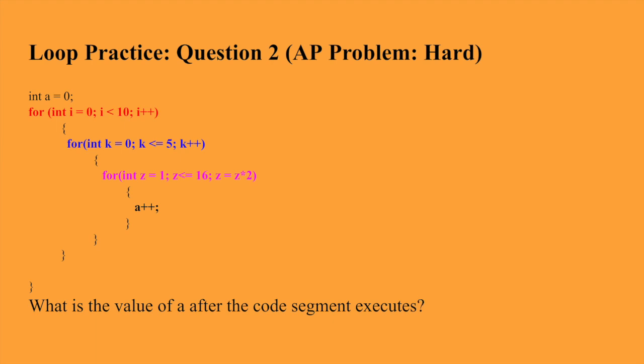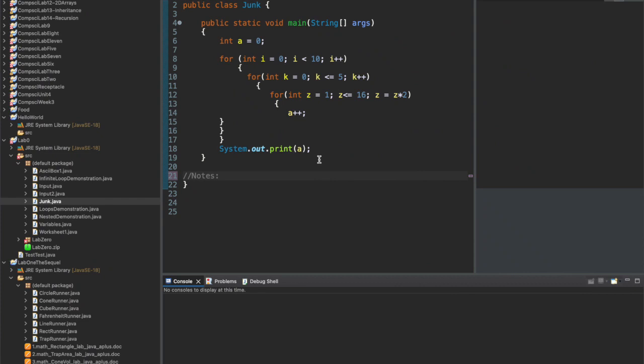Okay, and so the first thing to notice is, what is the loop actually asking? And so the question is actually asking how many times the overall loop, all 3 layers, will run.